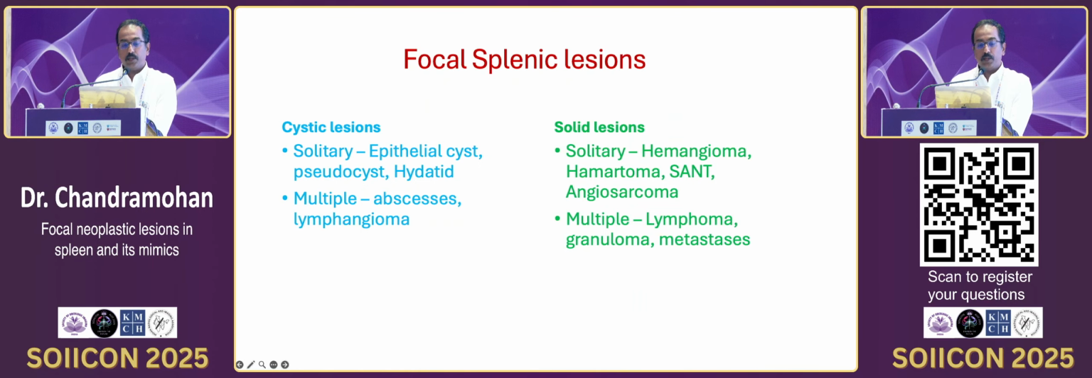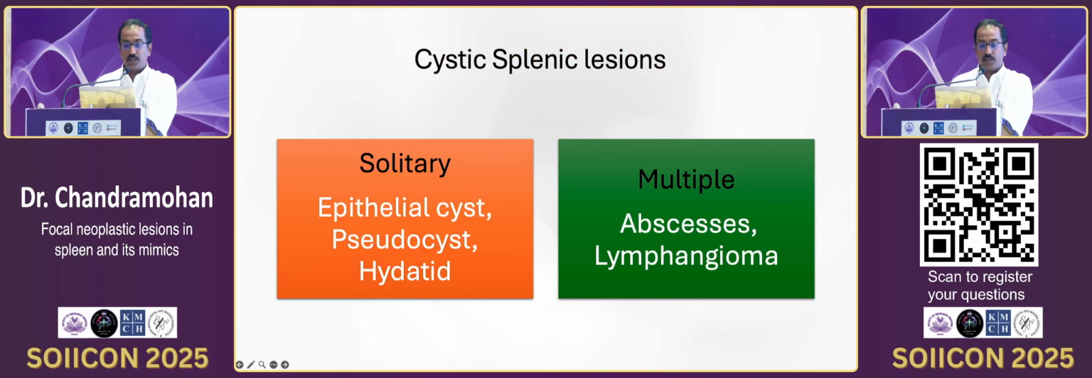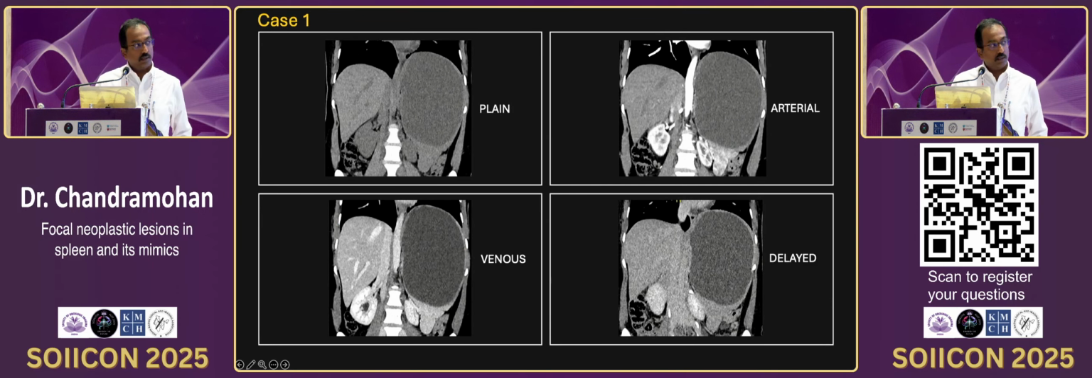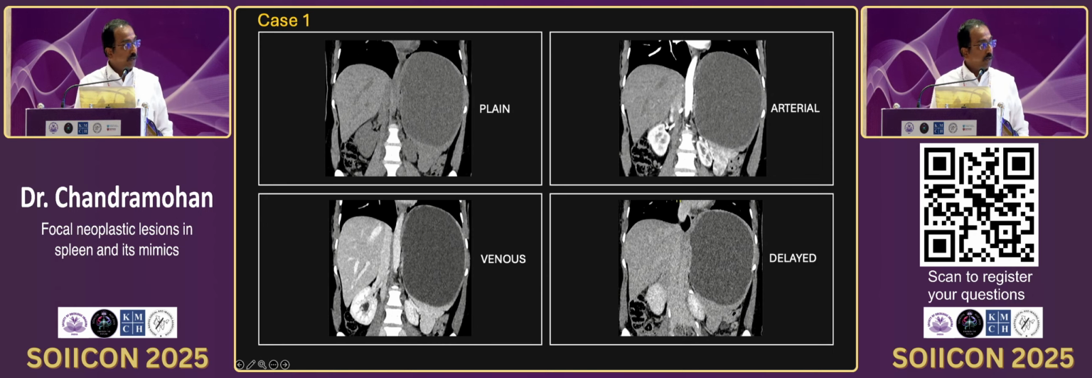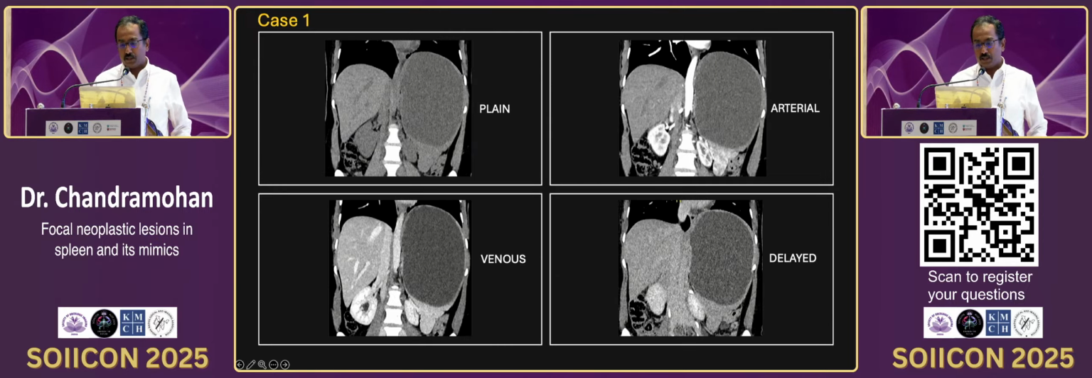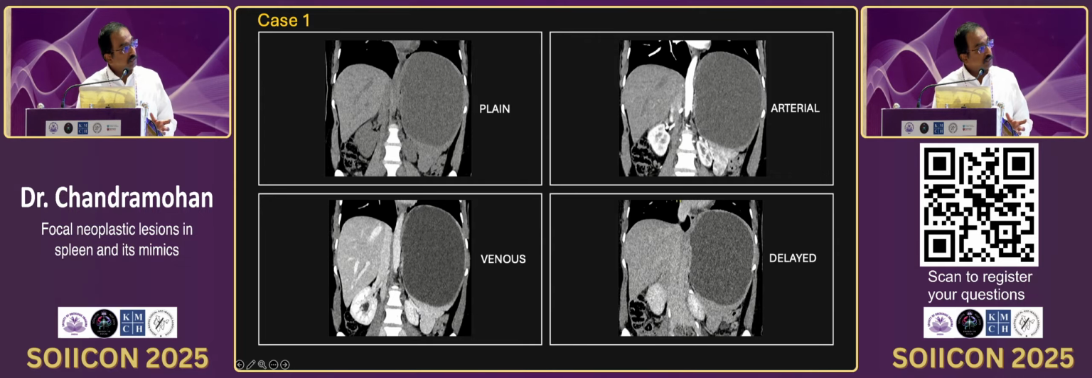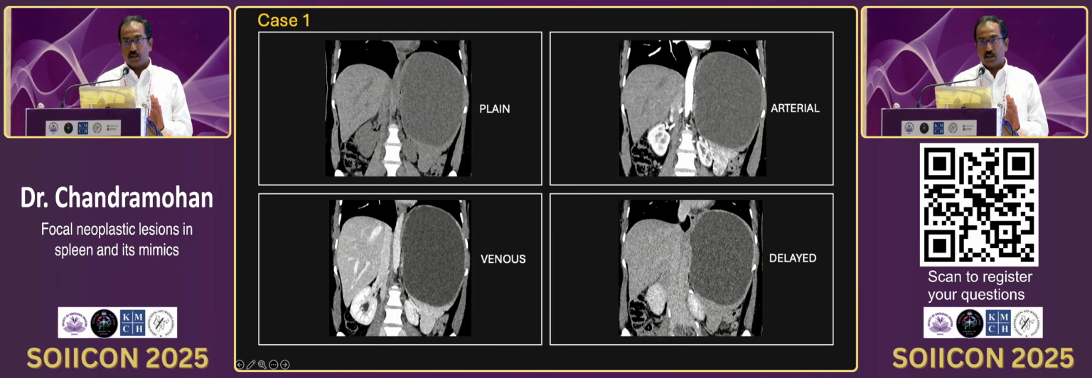Now, these are the focal splenic lesions. We'll go over cystic as well as solid lesions. Now, the first case is a 21-year-old female who presented with left-sided hypochondrial pain. Ultrasound showed a cystic lesion with multiple internal echoes, and contrast enhanced CT shows a cystic lesion arising from the spleen, because we can see a claw-like sign of the spleen in its inferior aspect. Now this is a unilocular cyst. There are no internal septations, no internal nodularity, no wall calcifications or daughter cysts.